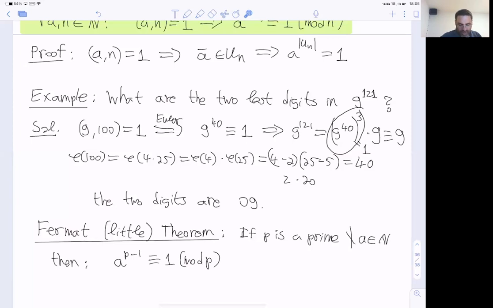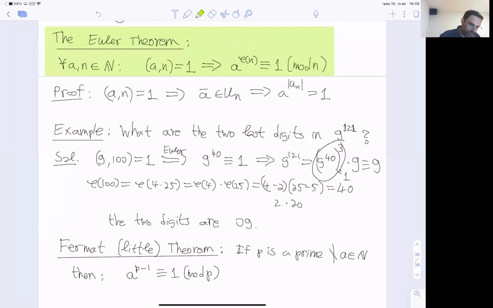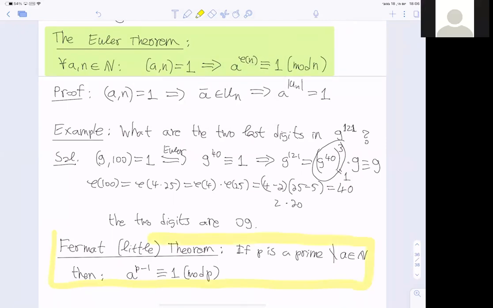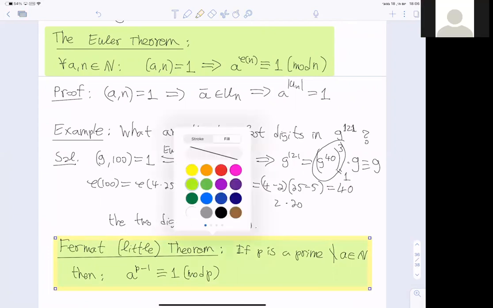So actually, p and a are co-primes. So what is the relation between Fermat's theorem and the other one? What do you say? Yeah, you get exactly that by assignment, right? You can take n to be p, and it's just a particular case of Euler, isn't it? I mean, Euler is more general.